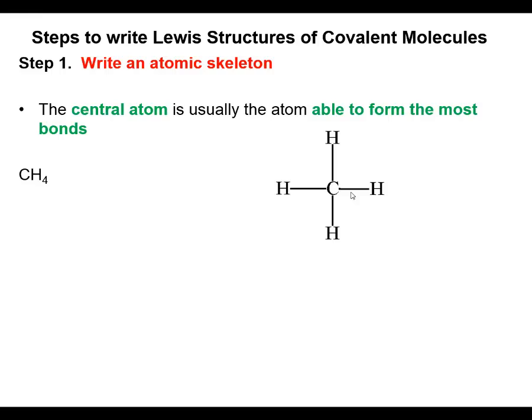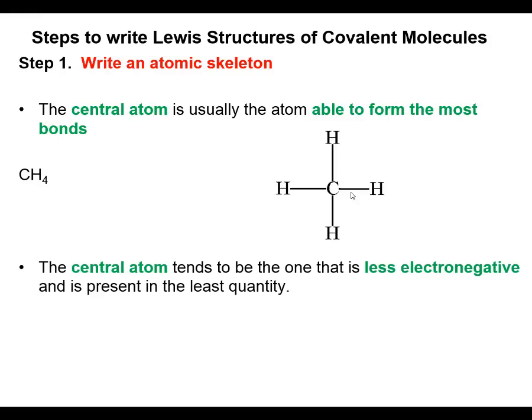Now, frequently the center atom also tends to be the least electronegative. However, we actually broke that rule with the methane structure. The hydrogens are the least electronegative, but the reason they went on the outside is because they can only form one bond. So they'd be a very poor choice to be in the center since they could only bond to one other atom.